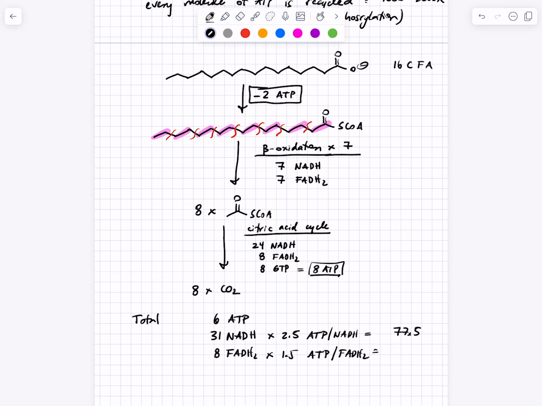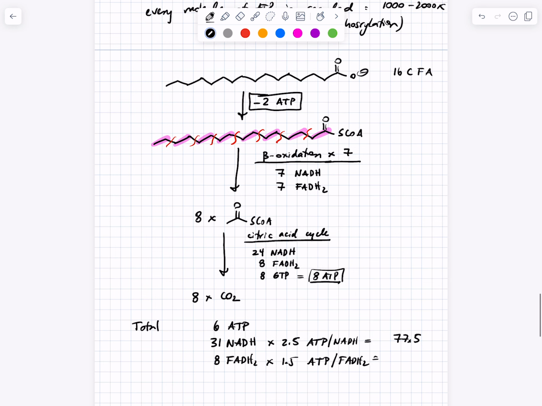77.5 for the NADHs, and then for the 8, 1.5, 12, okay. Oh, okay, thank you for that. Sorry about that. It's 7 plus 8. See, arithmetic, just not my thing. Now what is it? 22.5. Okay. And then if you add that up, that looks like 99.5. Oh, 100 plus 6. 106 molecules of ATP.